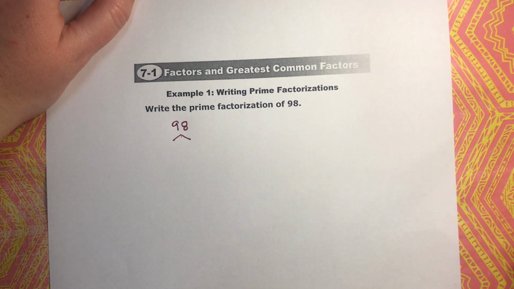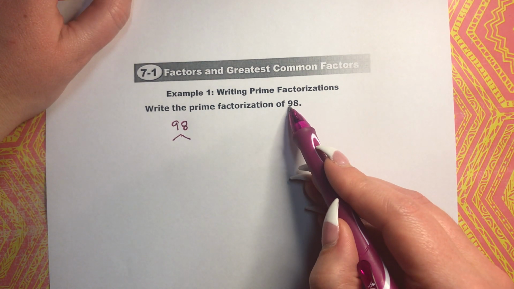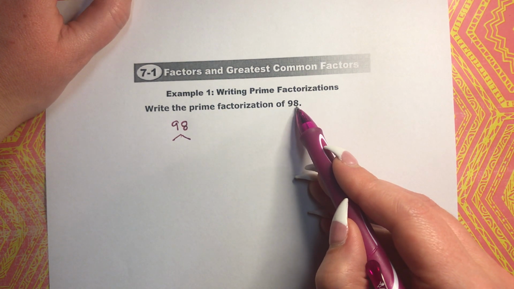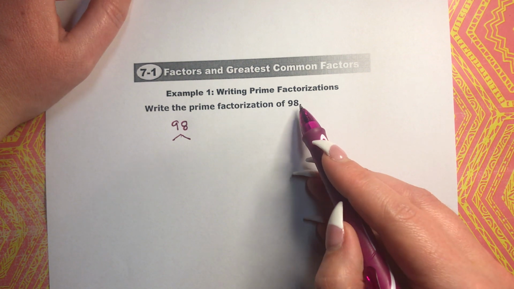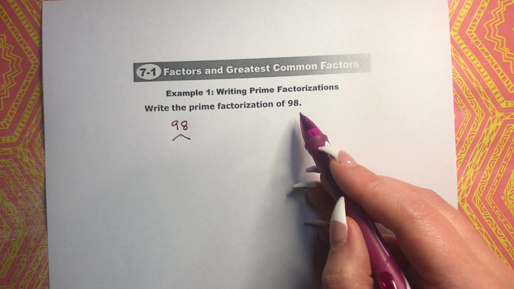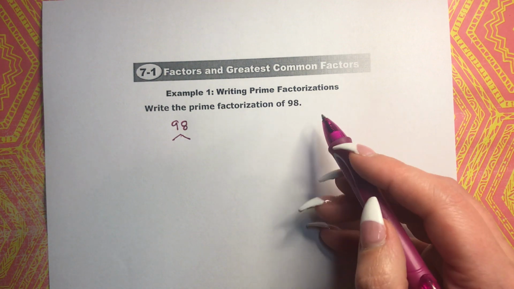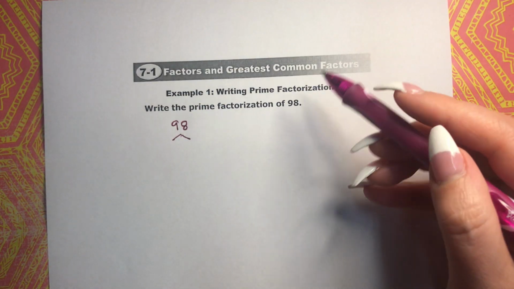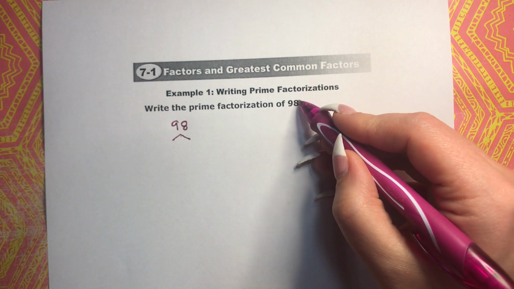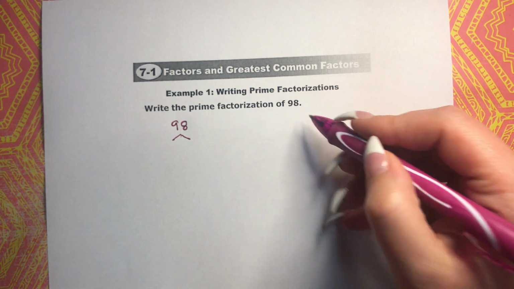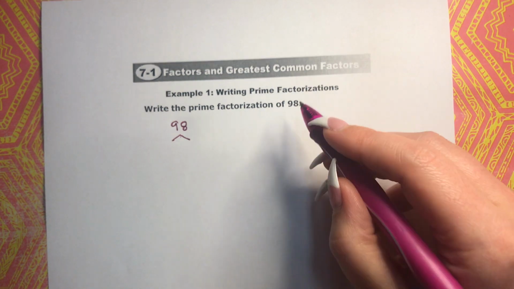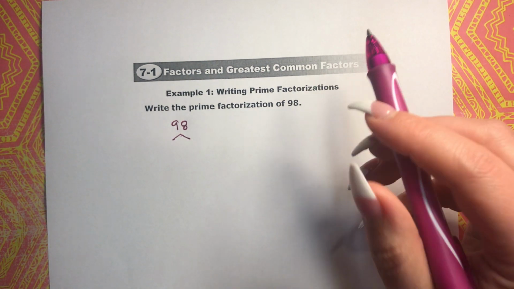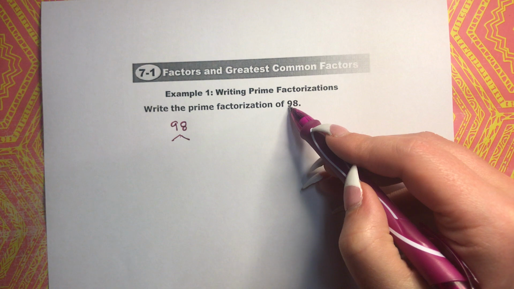How do you know if a number is divisible by 3? Well, this is 98, and if you take the 9 and the 8 and add them together, 9 plus 8 is 17. If 17 is divisible by 3, then the whole number is divisible by 3. Well, 17 is not divisible by 3, so we know that this number is not divisible by 3. What else could we do? What's the next one after 3?